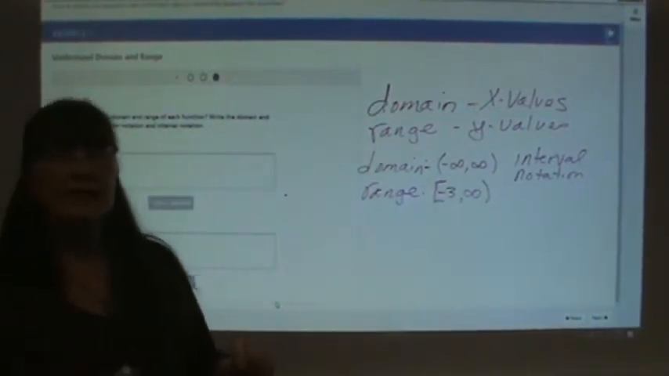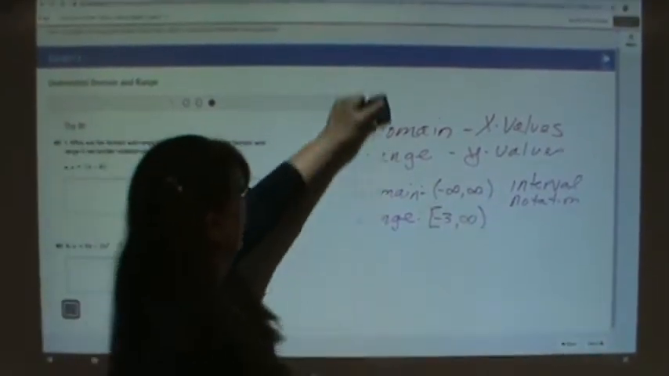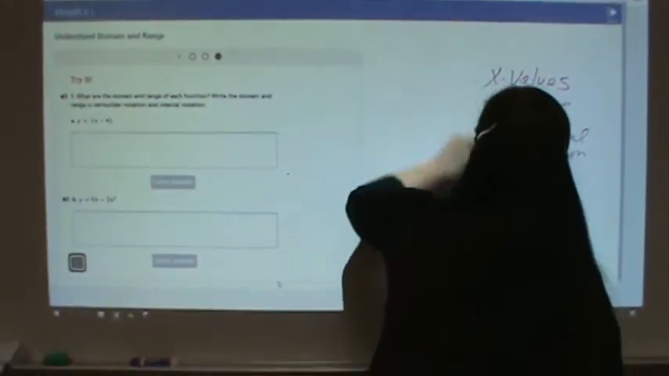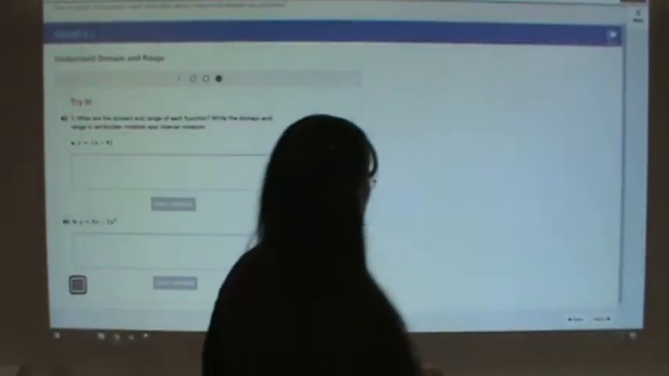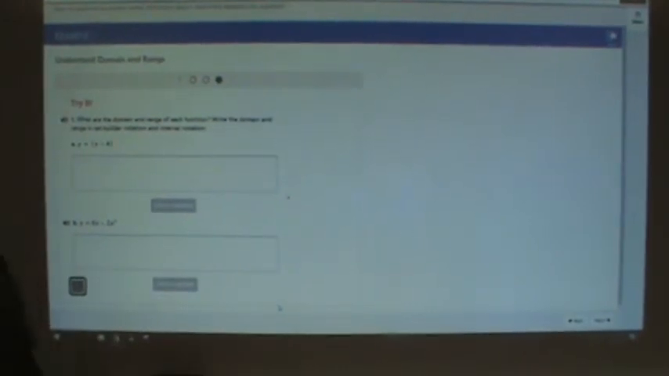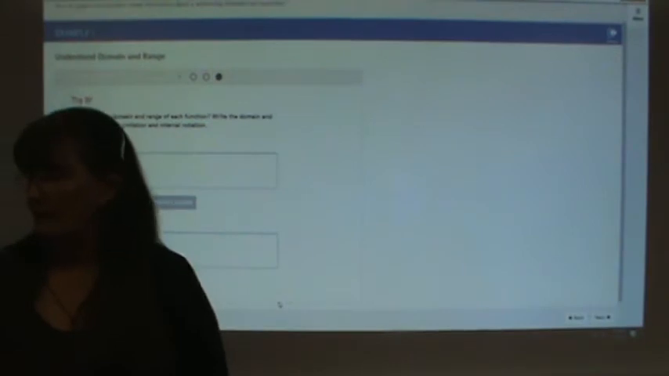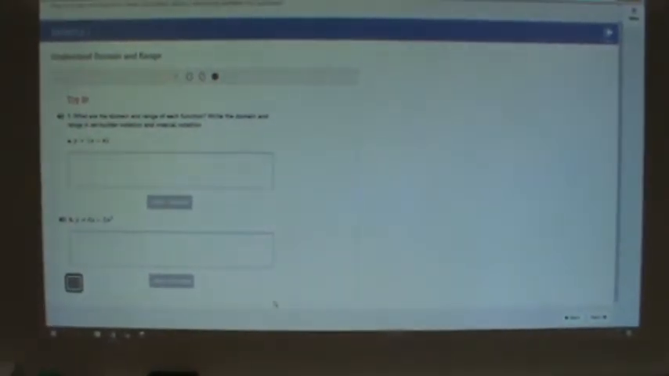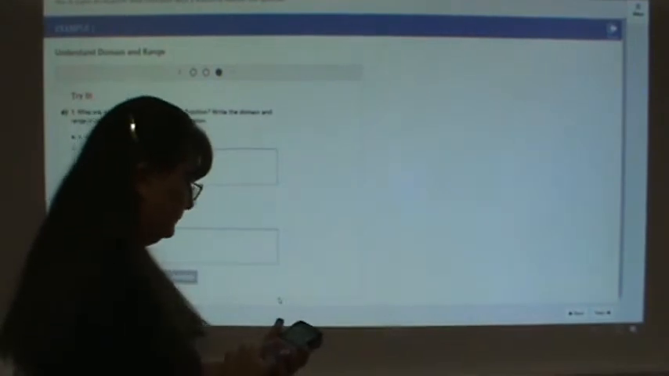Now, I'm going to tell you that it really helps to have a graph. Every single one of you should have a graphing calculator. If you do not have a graphing calculator and your parents aren't going to buy you one, you need to go check one out at the office. So here I have my graphing calculator.